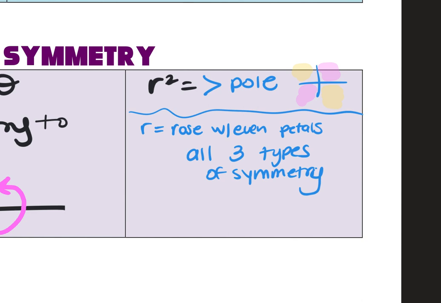The lemniscate is symmetric to the pole. So like this is your infinity symbol. If it's in the top right, it finishes in the bottom left. If it's in the top left, it finishes in the bottom right. It could be on your x-axis or your y-axis though, too.